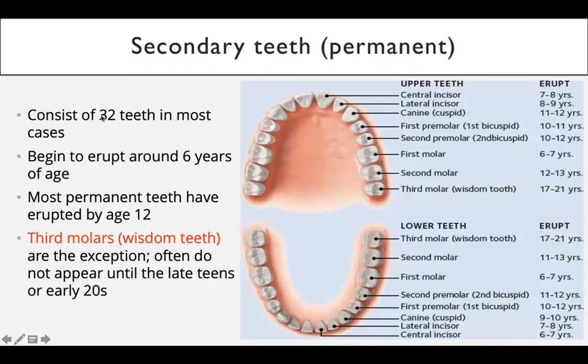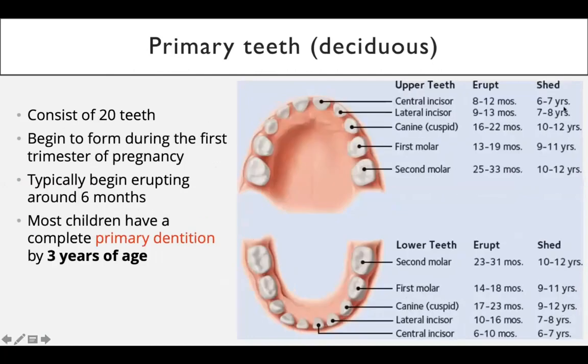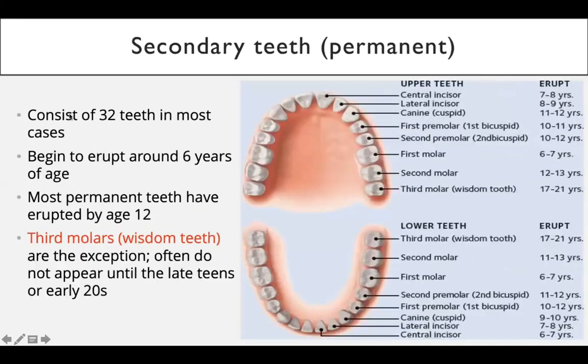Thanks to you. Okay, so permanent teeth consist of 32 teeth in most cases. They begin to erupt around 6 years of age, when the primary teeth are almost starting to shed. They tell them, we are going, you should start coming in. Secondary teeth, permanent teeth, please start eruption, because at the age of 6 years we are going. And then most permanent teeth have erupted by the age of 12. Double of 6, easy to remember.